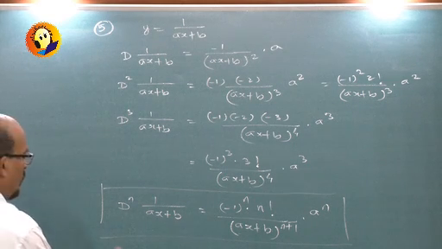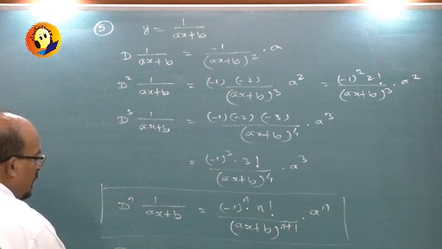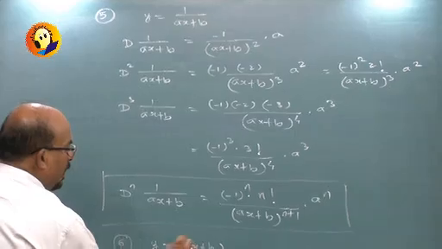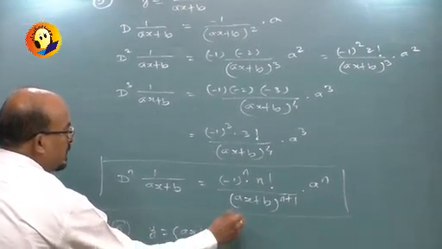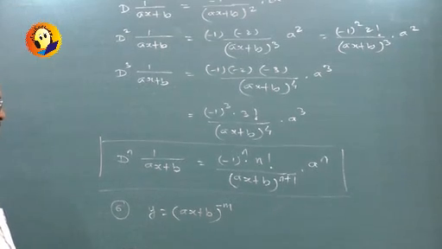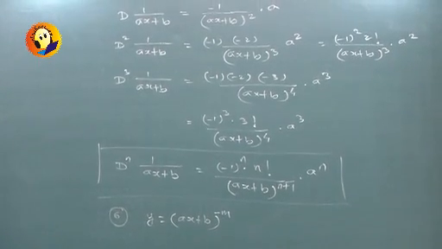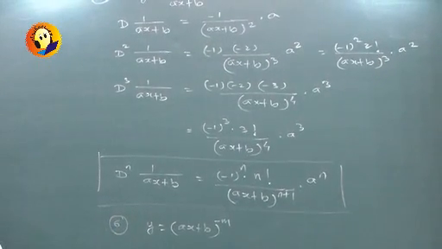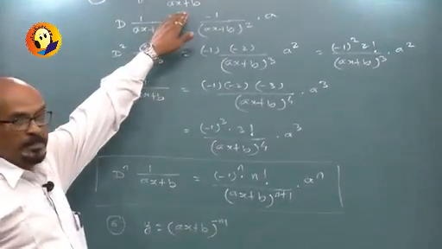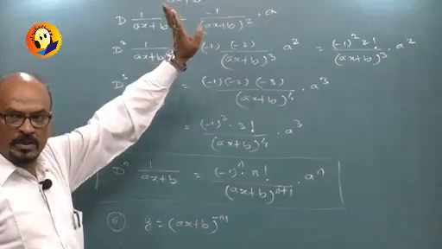And then I want those who have written this to generalize for (ax plus b) raised to minus n. You can write it as 1 upon (ax plus b) raised to m and then do it. That is fine.